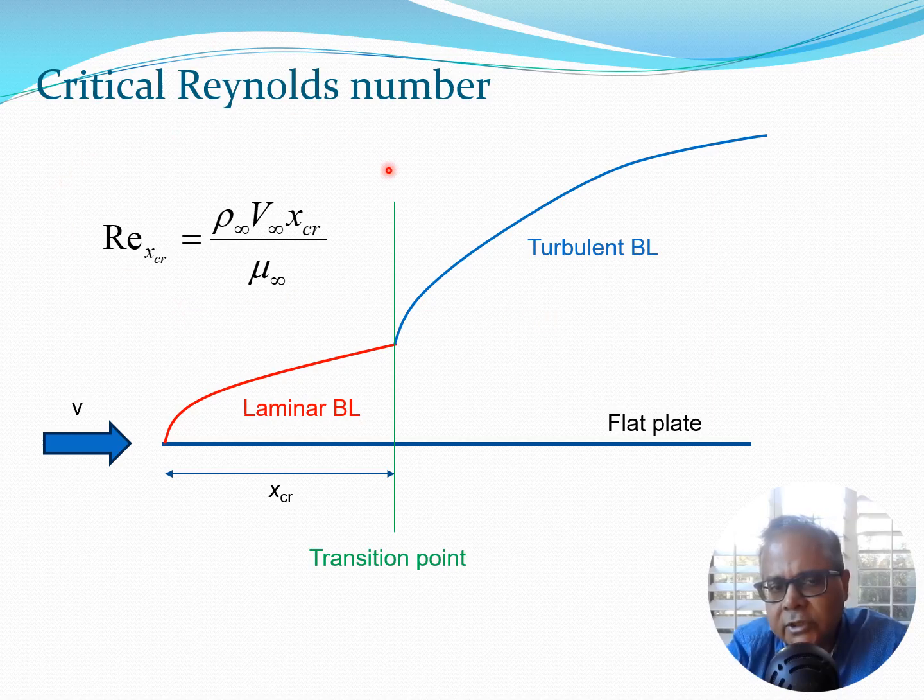Now we can essentially write something known as a critical Reynolds number as follows. So this is the Reynolds number where x is xcr. So we take the value of x corresponding to the transition point, we put it in the equation for Reynolds number, and we are able to obtain the critical Reynolds number.